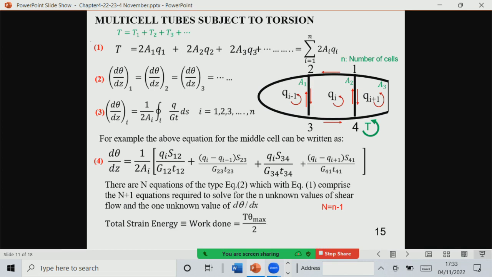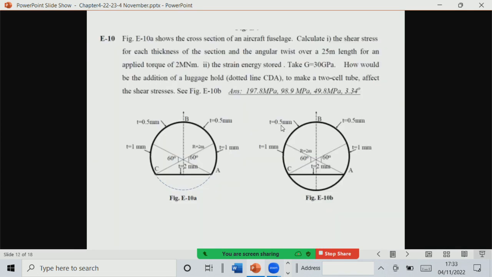So let's solve a question slightly harder than the previous one I solved for you, the ring section. It's just slightly hard. It's not hard. The concept is very, very similar, but some students find this one harder than the ring section. Question number 11. So in this one, we've got the cross-section of a fuselage, which is 25 meters long. It's made of aluminium with a shear modulus of 30 gigapascals, and it's subject to a torque of 2 meganewton meters.